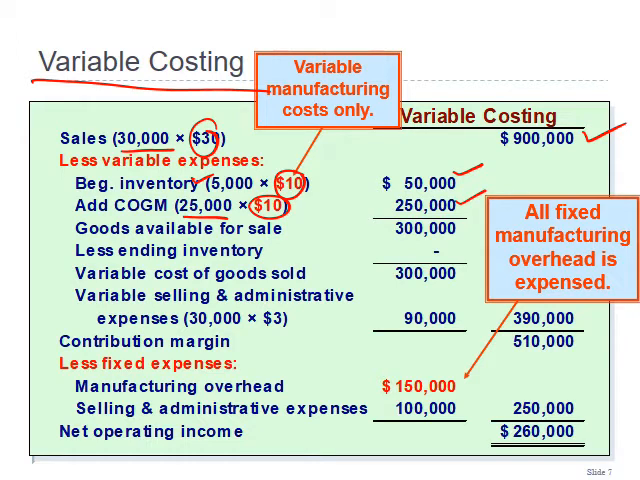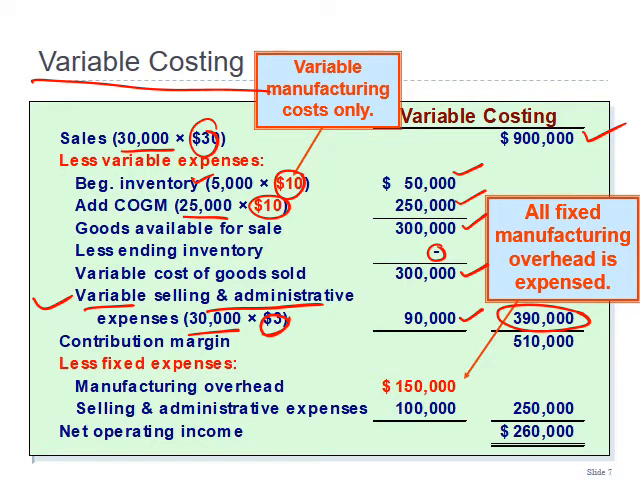So when we add, goods available for sale is 300,000. But because this is total variable cost, we also need to add variable selling and admin. We don't have any ending inventory, so the variable cost of goods sold is 300,000. We add variable selling and admin: 30,000 units are sold, 3 is the per unit variable cost, the answer is 90,000. The total variable cost is 390,000.